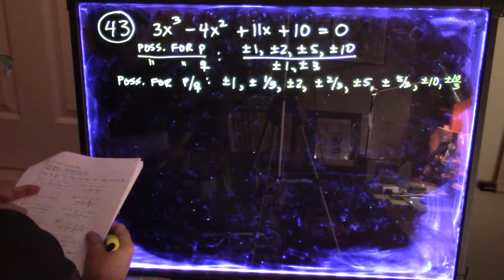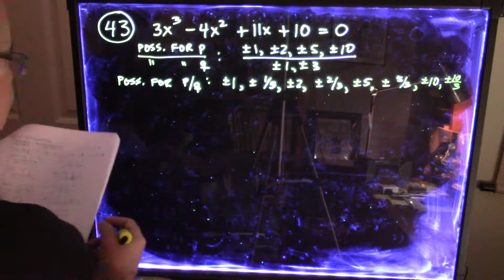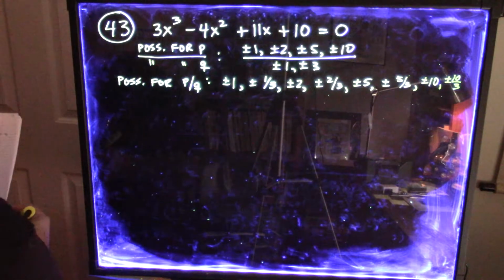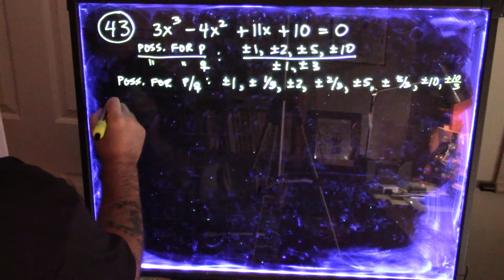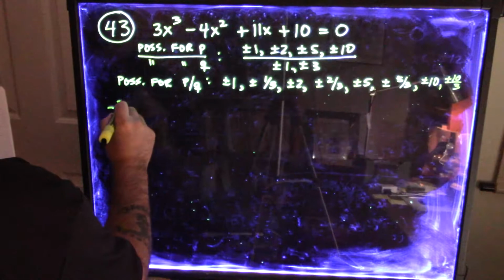Okay. There's a lot of possibilities, so jumping right to the one that works, it's negative 2/3 is the first one I came across.